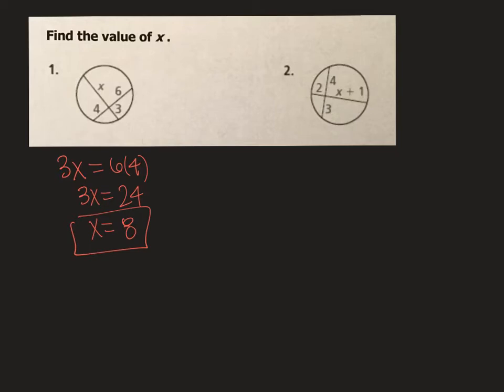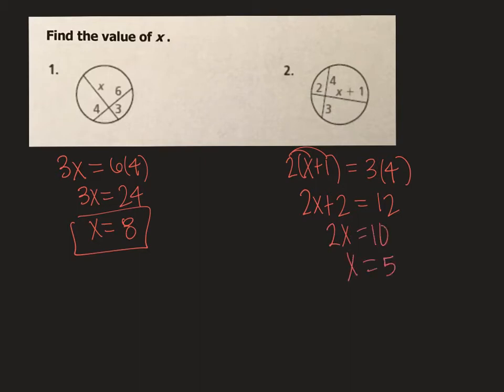And I'm going to do the same thing in number 2, but I'm multiplying 2 times x plus 1 and 3 times 4. So I'm going to distribute my 2. 3 times 4 is 12. I subtract my 2. I divide by 2. And I end up with 5 for x.